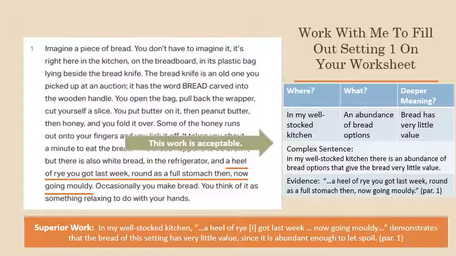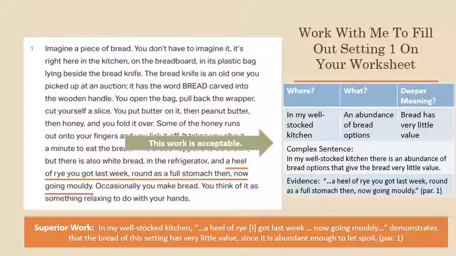So I've put the deeper meaning earlier in the sentence, the very little value, and then the what I've actually expanded on a little bit. It's abundant. It's abundant enough to allow it to spoil. There's enough bread that allowing it to spoil isn't, you know, it's not a big deal. So the bread has very little value. So I've actually given a little bit more detail there.